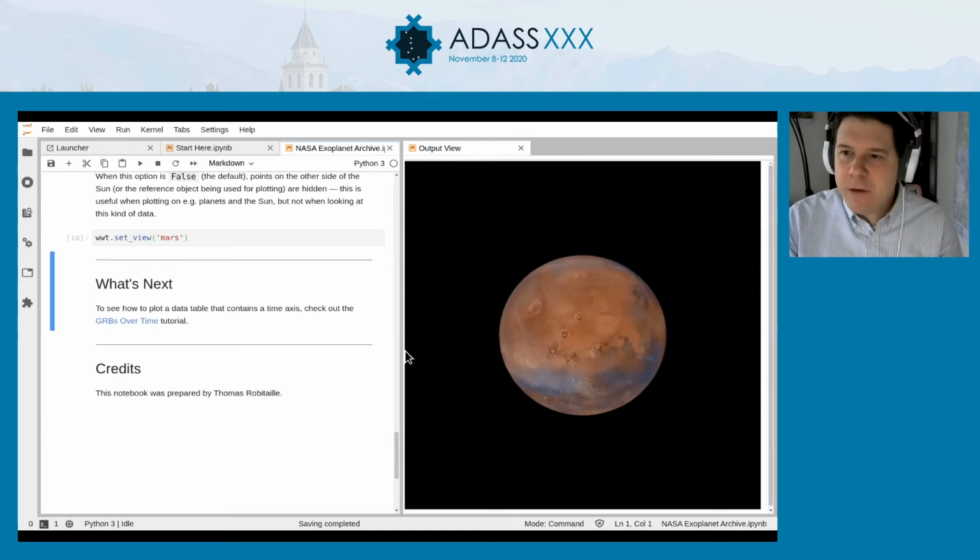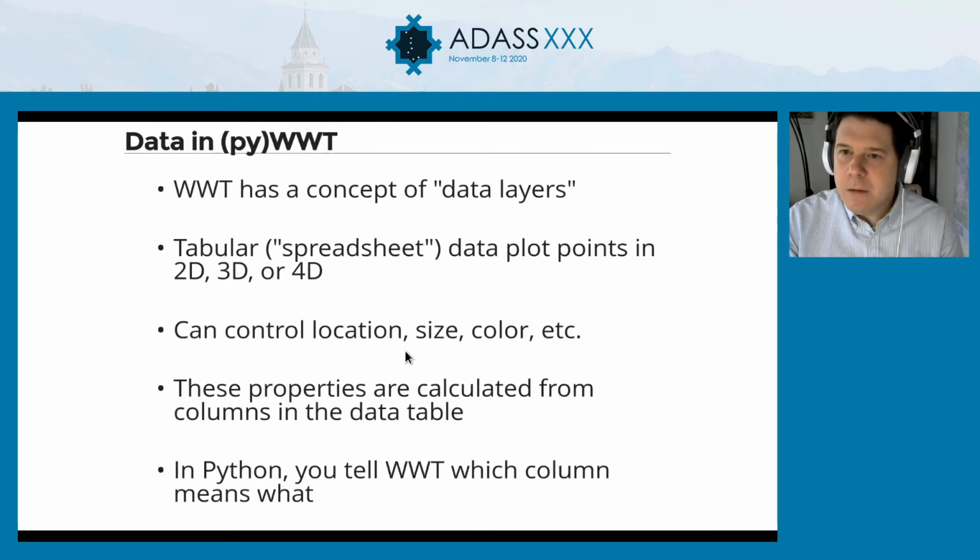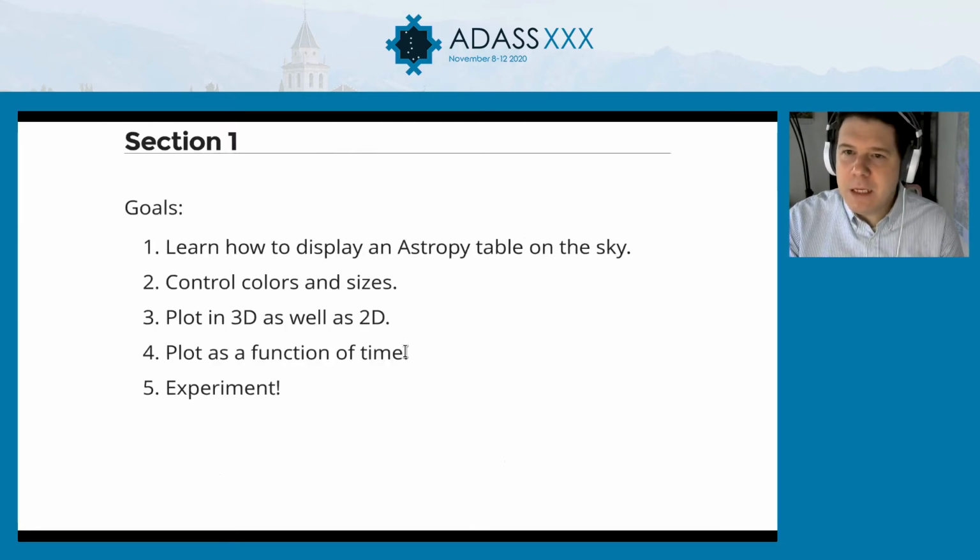So let me just go back to my slides. I don't think I actually had anything particularly more to say about that. Yeah, so we've seen how to display an AstroPy table in the sky and control things like colors and sizes, plot in 3D as well as 2D. Yes, and plot as a function of time. So that's another notebook.